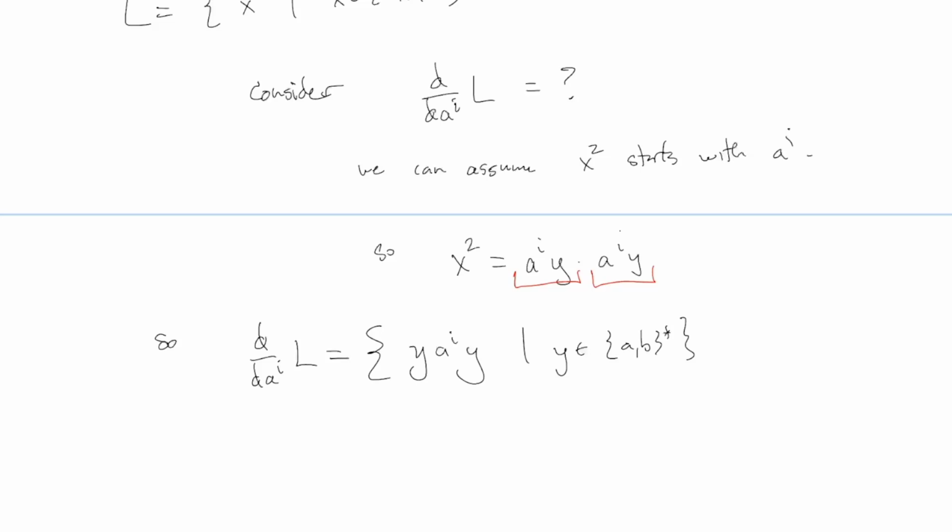And are these all different for various i's? Yes, they are. When i equals 1, this means a string which has one A in the middle, and then the same thing on either side. And if i is 2, that means two A's in the middle, and the same thing on either side. And these are all different sets from one another.